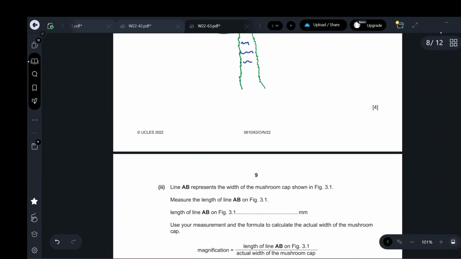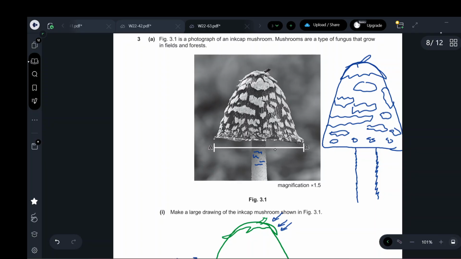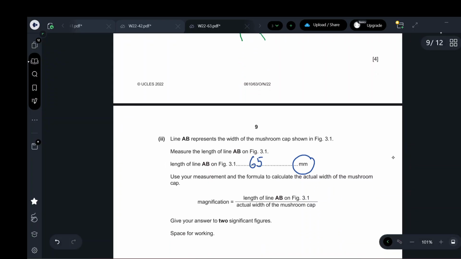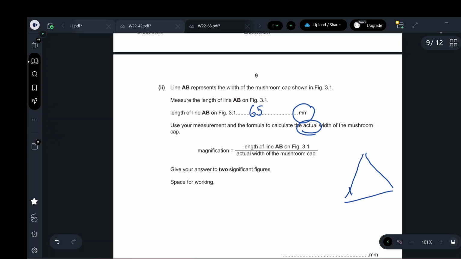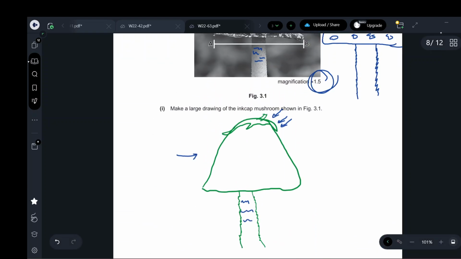After the drawing, he gave me a magnification question. Measure the length of AB using your ruler. Convert it to millimeter. I will multiply it by 10. It will be 65 millimeter. Use your measurement to calculate the actual width. Magnification equals image over actual. So I want the image over the magnification. Here is the magnification, 1.5.